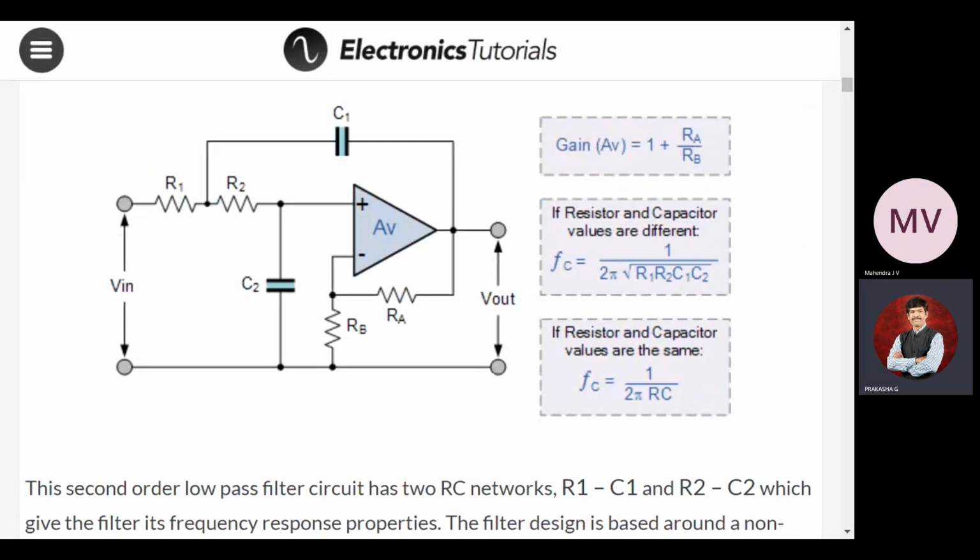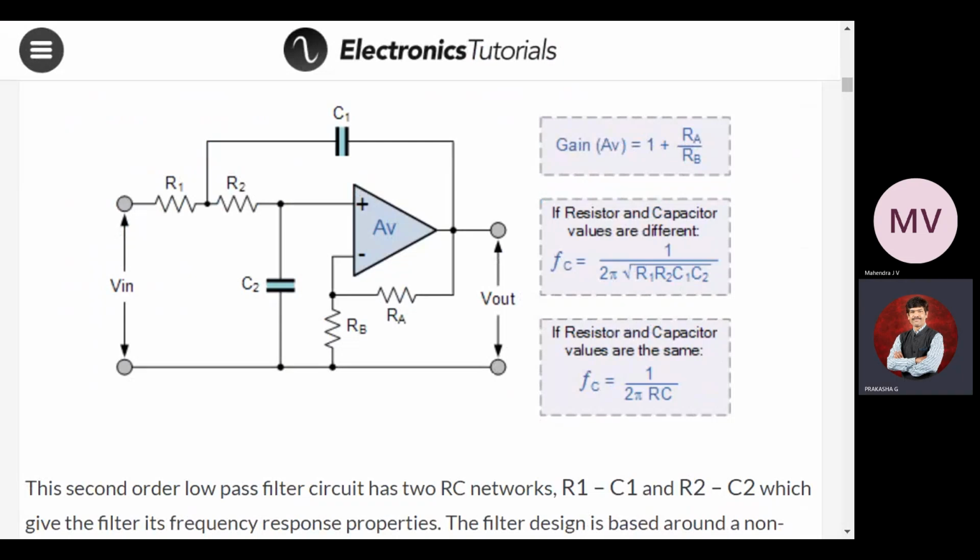I will rewrite the circuit on the board so that it will be easy for you. How we have followed the first order, based on that only we can write the second order also. You know this first order circuit? Let me write that circuit first, then based on that we go for the second order.